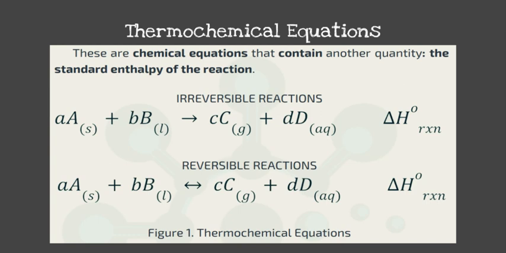nano scale. And also, as you can see, we have the standard enthalpy of reaction, and also there are differences in the irreversible and reversible reactions. For the irreversible, it only has one arrowhead pointing to the right. In reversible reactions, it has two arrowheads in both directions.